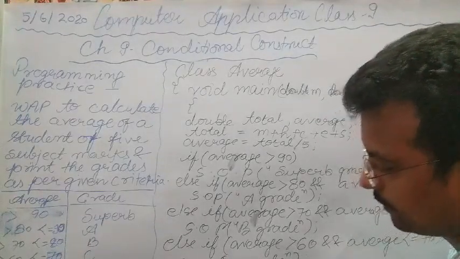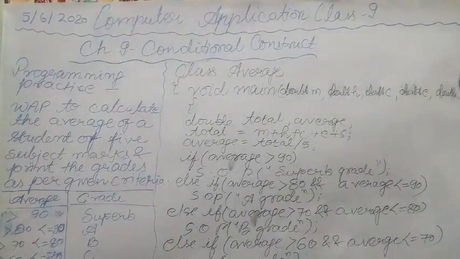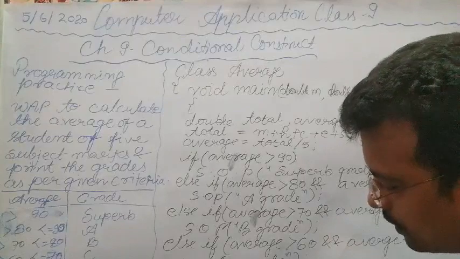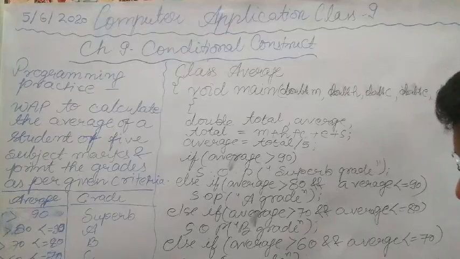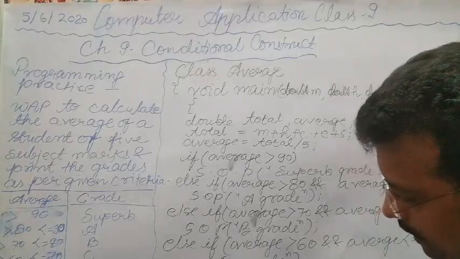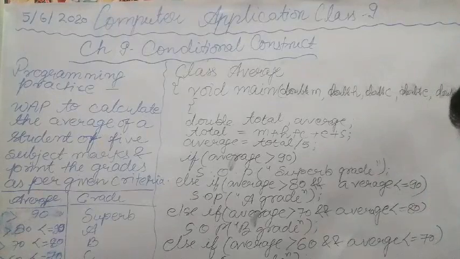Next, else if average is greater than 50 and less than equal to 60. So system should print D grade. Else, finally system.out.print fail. This is the end of this program.